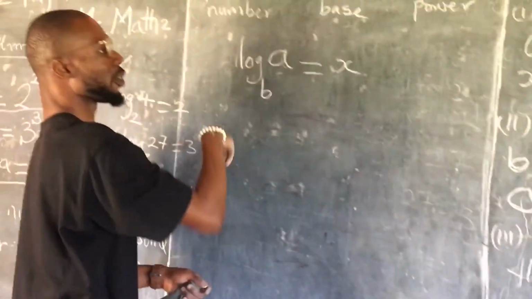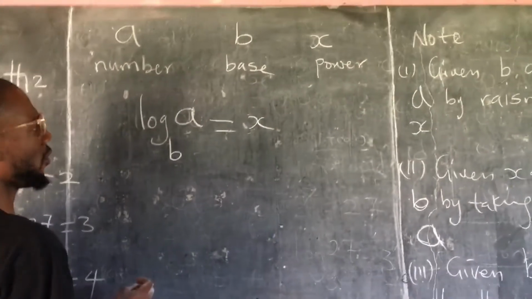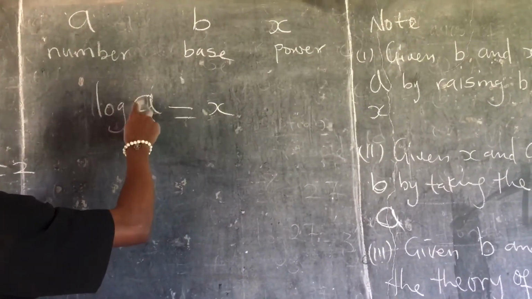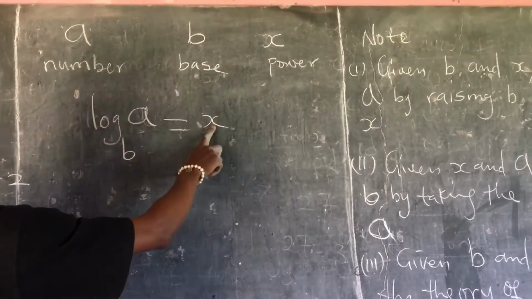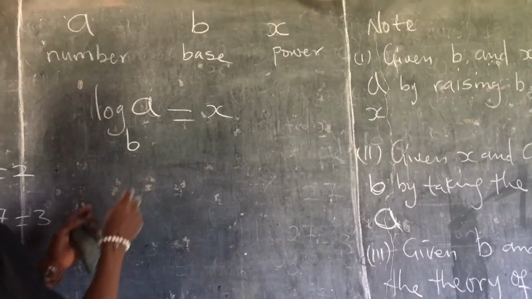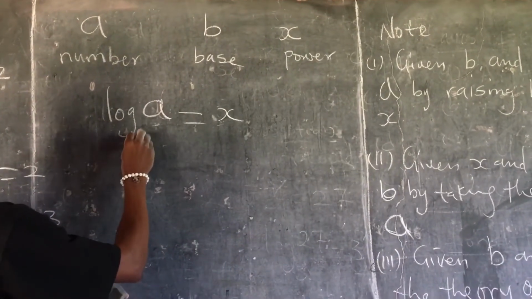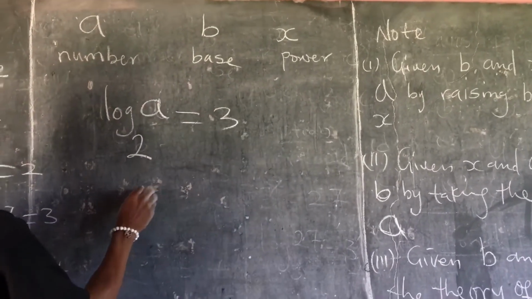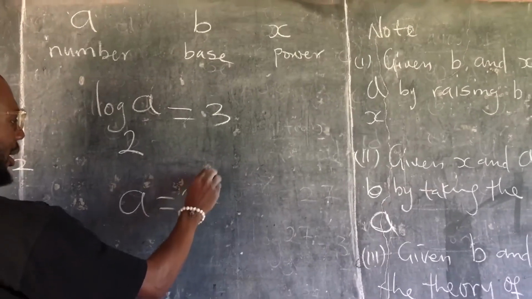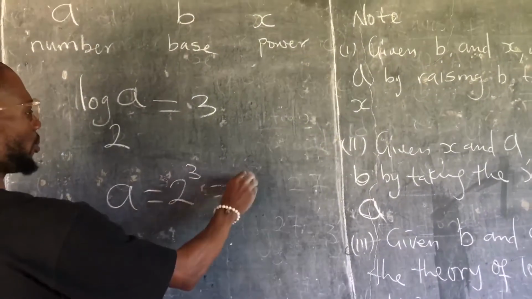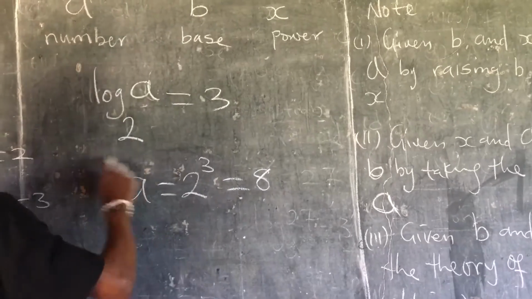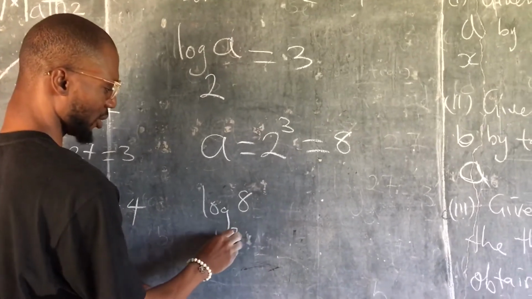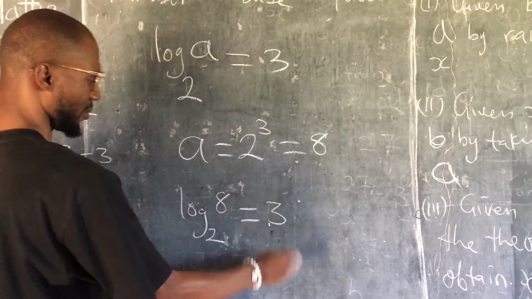So now, if we solve any problem for logarithm like this, if they give us b and x, to get a we just raise b to this power. For example, if they give us b as 2 and x as 3, the only thing we will do is say a is equal to 2 raised to the power 3, and 2 raised to the power 3 is 8.